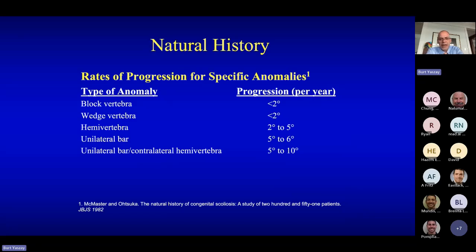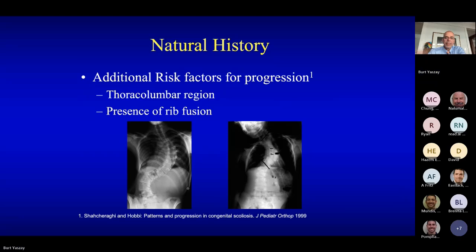McMaster is still a pretty hallmark paper now that it's over 40 years old, where they looked at the natural history in terms of the risk of progression. And you can see that if you have an area that's growing actively and it's on the other side of something that the spine is constrained in its growth, that's where the greatest risk is.